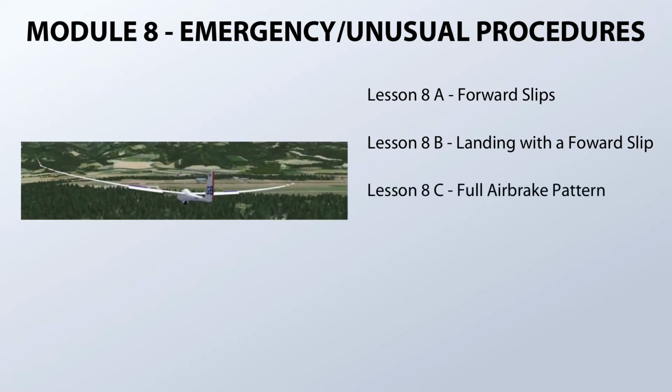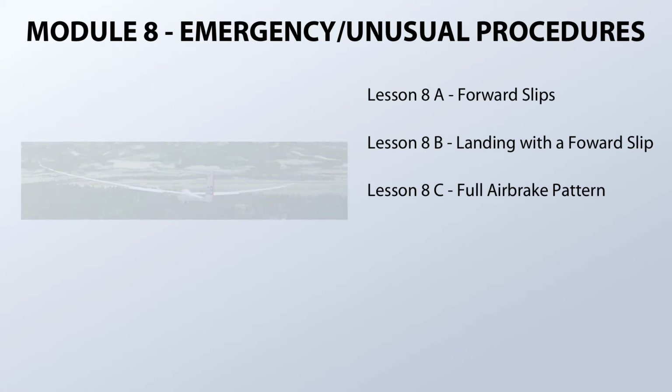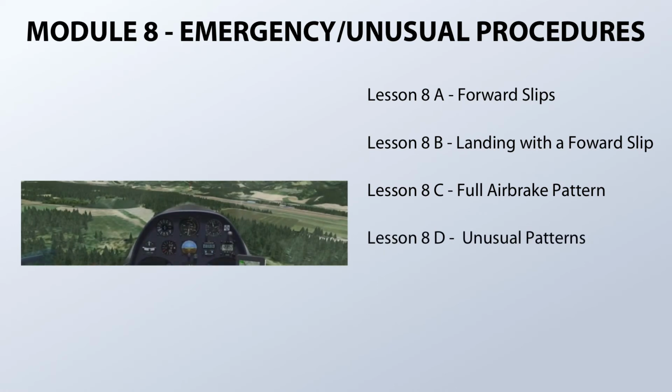Then the student practices a full air brake pattern to simulate what they would do if the air brakes open but fail to close. The student is then exposed to a series of unusual patterns, where the scenario starts with the glider low and not in a normal place in the pattern. These give the student experience at evaluating the situation, making a plan and perhaps an alternate, and then executing the plan.